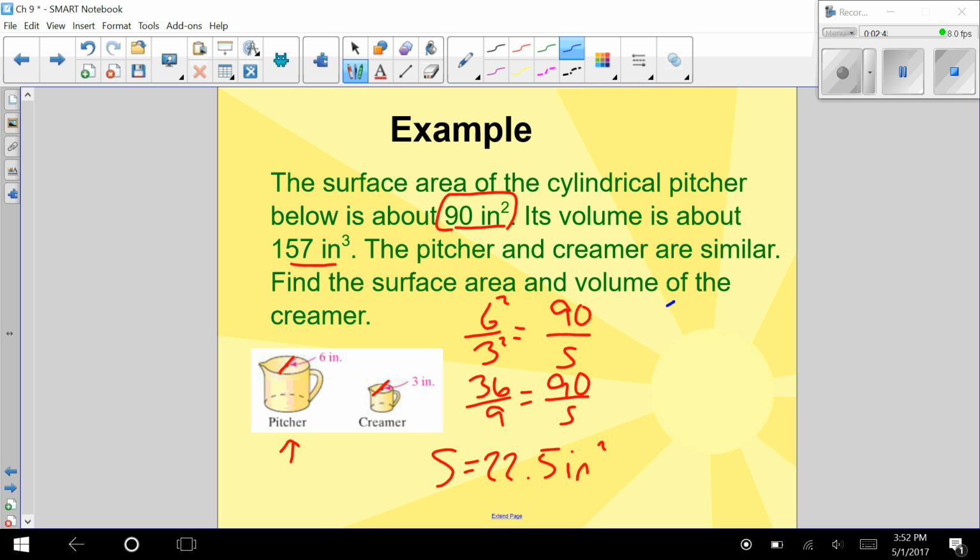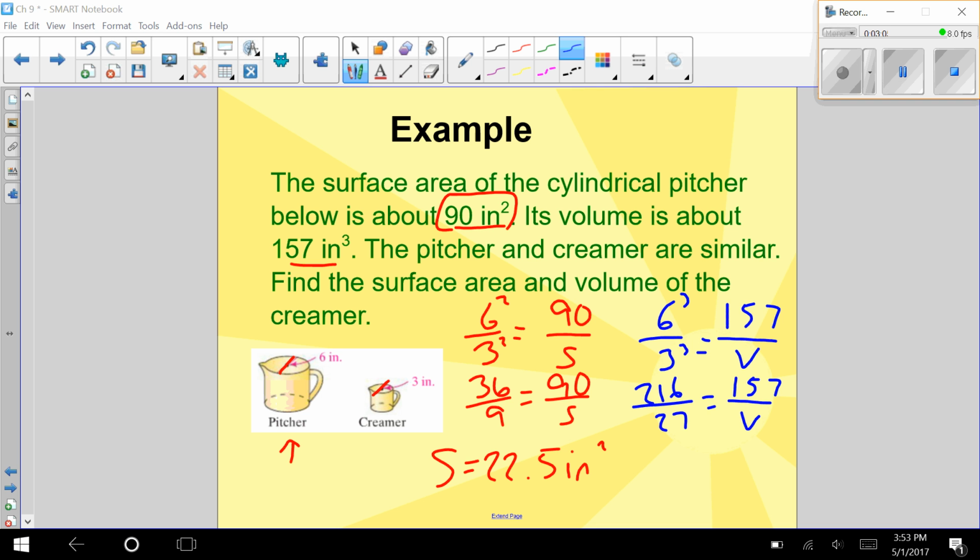For the volume, we take that initial fraction again, except this time we'll cube it. So cube the top and the bottom. That'll equal 157 over the volume. Well, 6 cubed is 216, and 3 cubed is 27, equals 157 over the volume. And after we cross multiply and divide, we get that our volume equals 19.63 cubic inches.